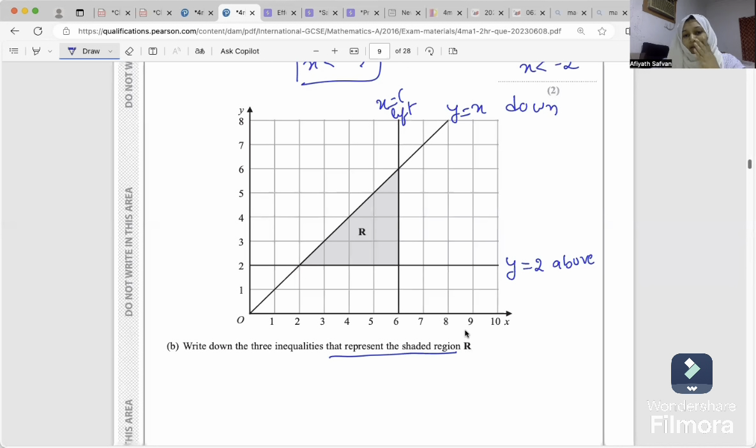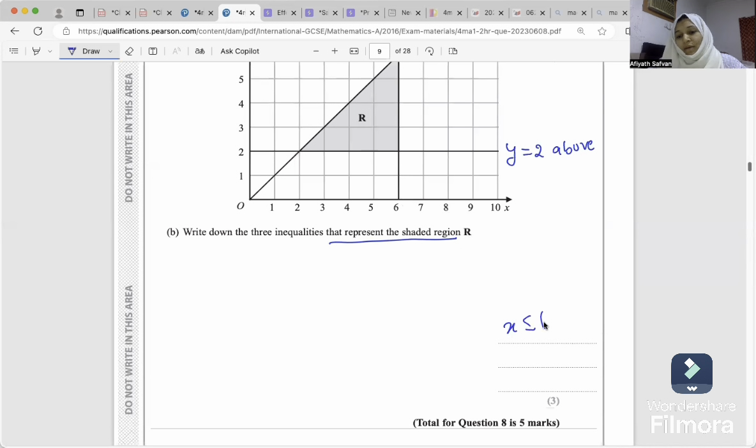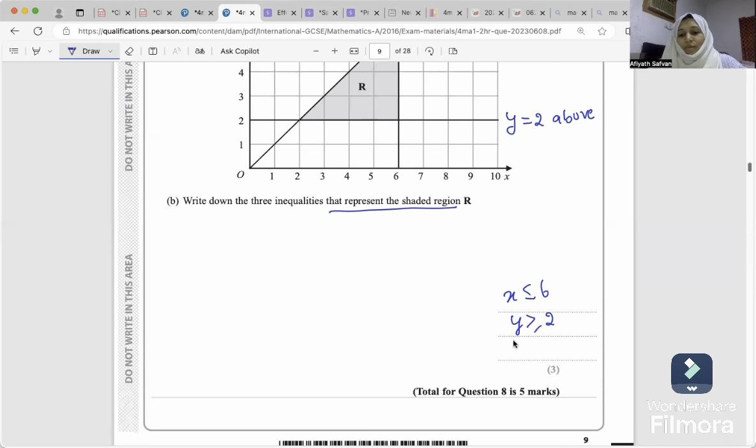So how can we write the three inequalities over here? X on the left side, right? So x less than or equal to 6, and then y greater than or equal to 2, and it's below, so y less than or equal to x.